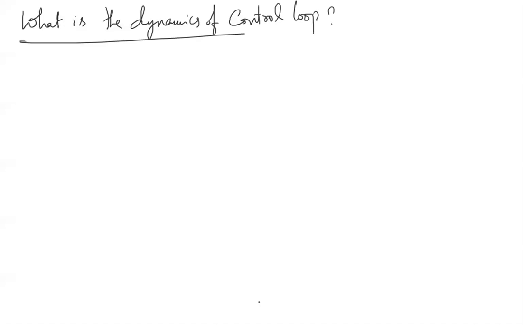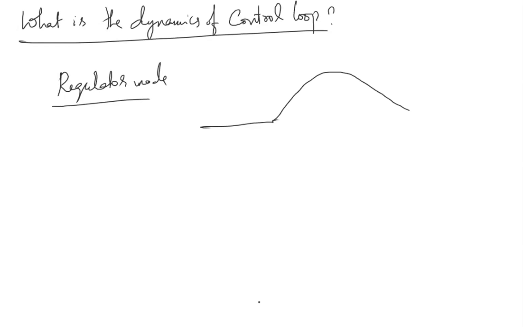Now, the next point is, what is the dynamics of the control loop? What is the dynamics of the control loop? Meaning that, let's say in regulator mode, as we said, this is how the controller is bringing it back.